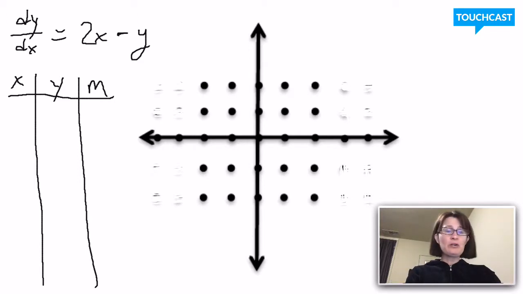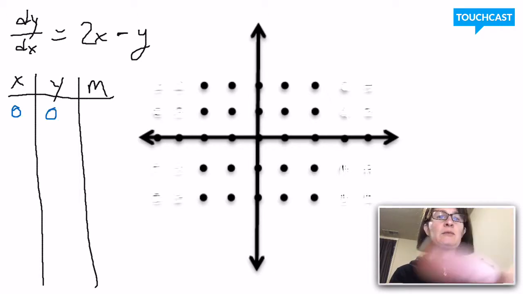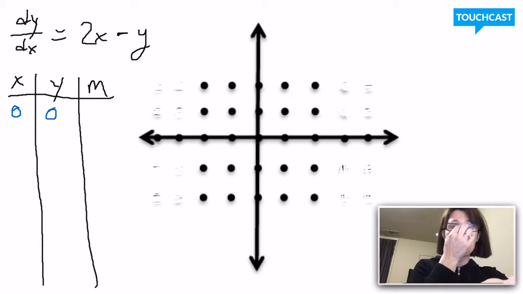You can pick any ordered pair to start at. I'm going to start at (0, 0) just for old time's sake. If I plug in 0 for x and 0 for y, I'm going to have 2 times 0 minus 0, and a slope of 0. The slope is not always 0, but it is here, so I've drawn a teeny tiny horizontal line segment at (0, 0).